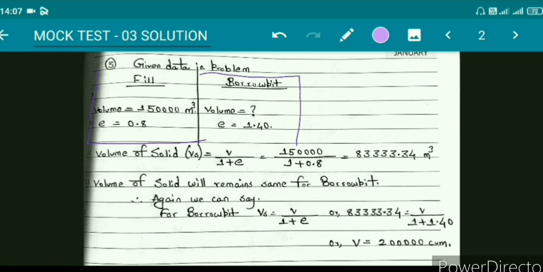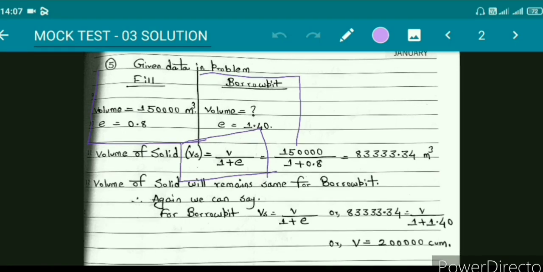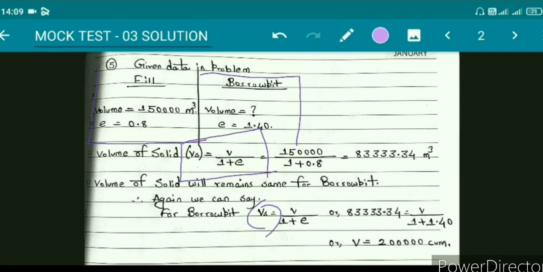So now the volume of solid Vs, that is the formula. So what is V? V means the volume and e means it is the void ratio. It has already given in the question. So by putting the value, we can easily find the volume of solid. So here the volume of solid is 83,333.34 m3. Okay, so now the volume of solid will remain same also for borrow pit, because it is the volume of solid, it will never alter. I substitute the values in the same formula, we can easily get the volume of soil which we have to excavate from the borrow pit, that is 2 lakh m3.